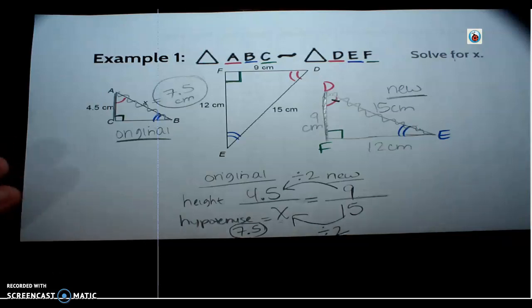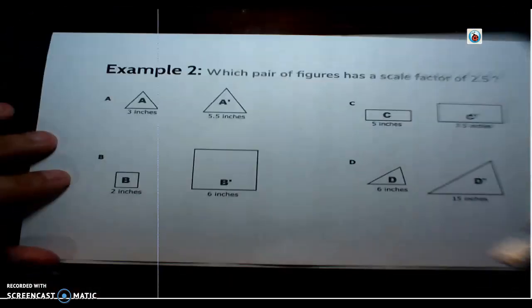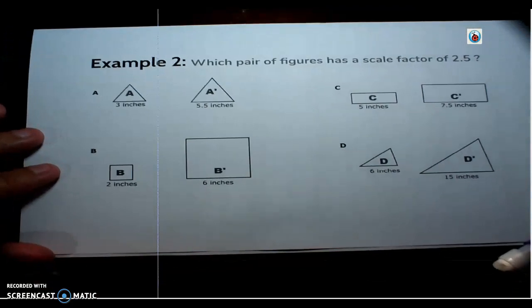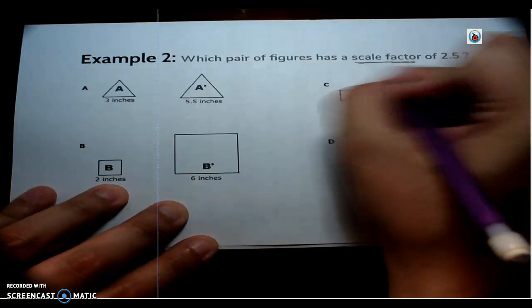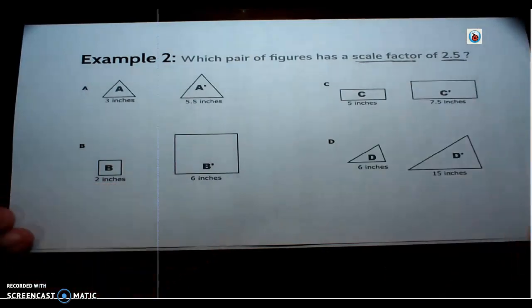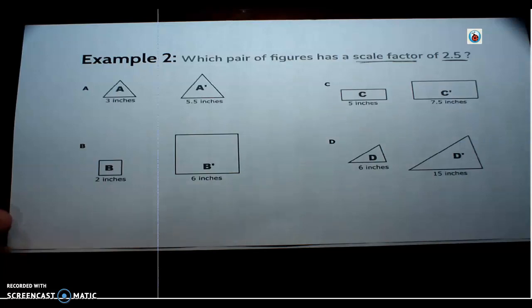We're going to go ahead and do one more example, example number 2. And this one is a little bit different. Which pair of figures has a scale factor of 2.5? So they're giving me the scale factor of 2.5, and they want me to look at these answer choices and figure out which one used a scale factor of 2.5. So remember your definition for scale factor. It's basically the number you multiplied by to make a similar shape either larger or smaller.